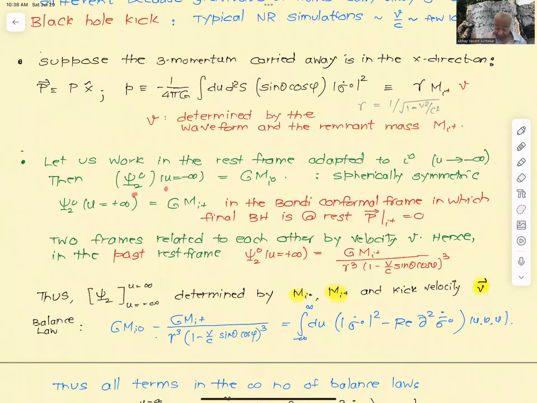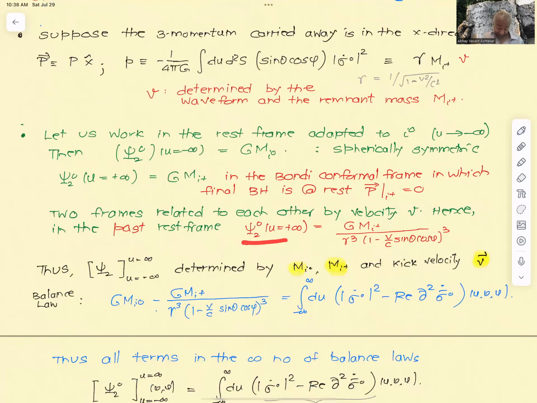Then psi2 naught here is spherically symmetric, and therefore it is just given by G times M naught. In the future, psi2 naught is spherically symmetric in the future rest frame. But if I look at the past rest frame, because I want to use the same Bondi frame both in the past and the future, so if I look at the Bondi frame which is adapted to the past rest frame, then psi2 naught is not constant. In the future frame, it will just be G times M at I plus. But now I get a Lorentz factor. You can just work it out, and you get this answer up here.